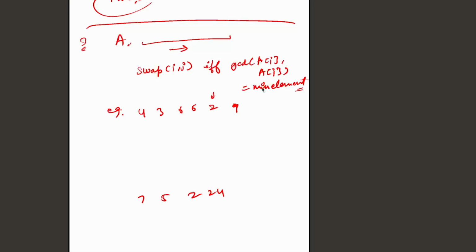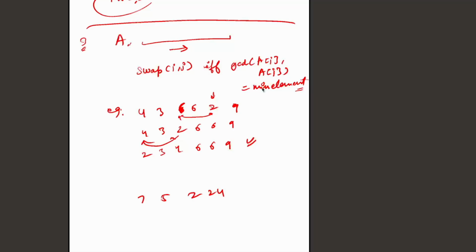Then what we can do is swap it with this 6. Now it becomes 4, 3, 2, 6, 6, 9. Then we swap this 2 and this 4. It becomes 2, 3, 4, 6, 6, 9. This is sorted, right? Simple.